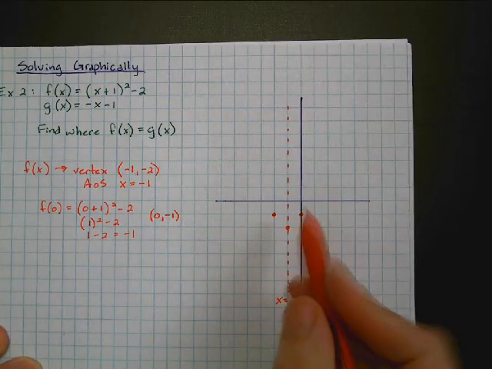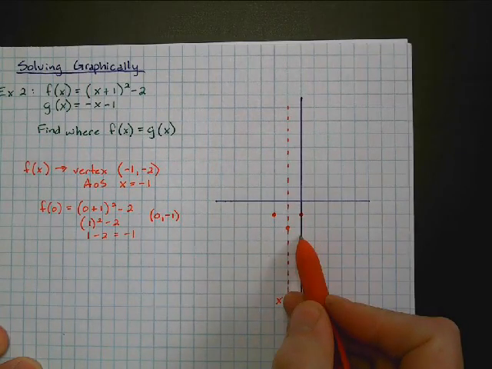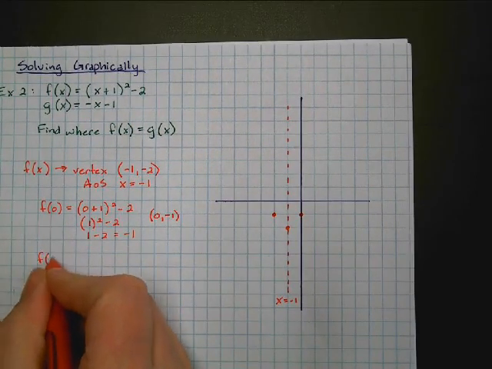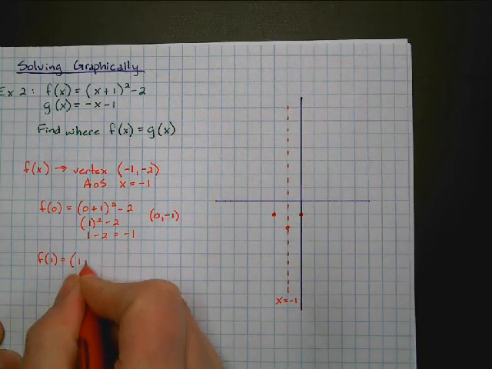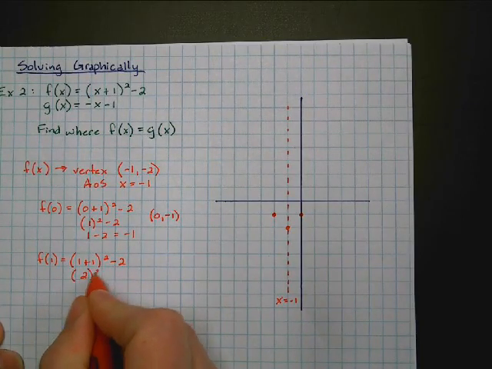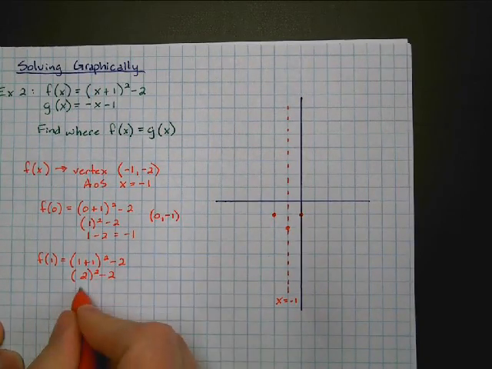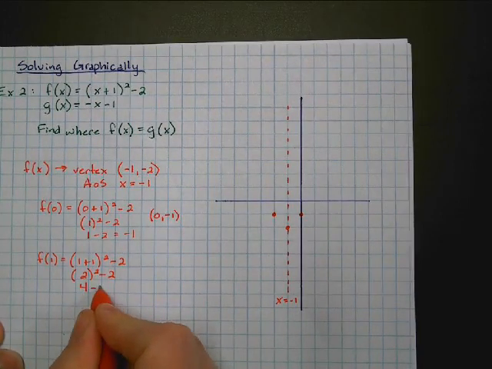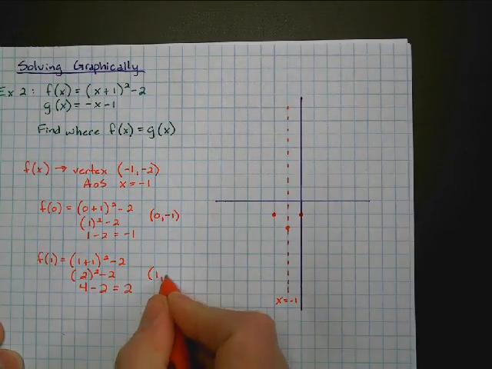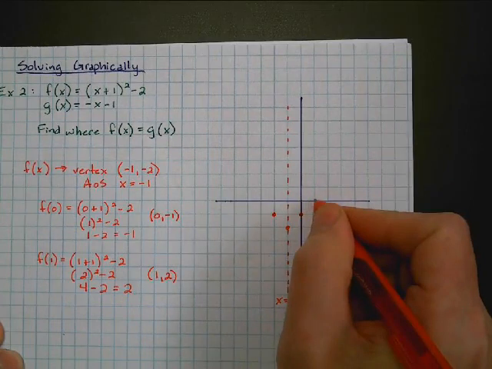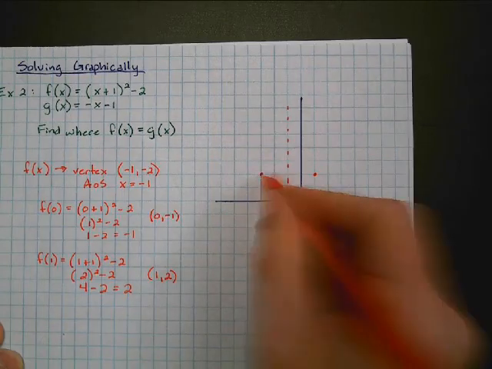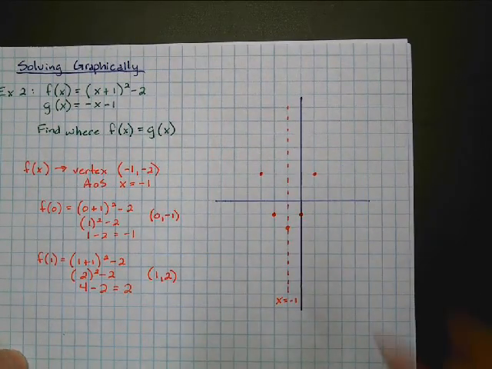All right, let's plug in another point. I plugged in x equals 0. Now let's plug in x equals 1. So I'm going to do f of 1. I get 1 plus 1 squared minus 2. This yields 2 squared minus 2, and this is 4 minus 2, which is 2. So I plugged in 1 and got 2 for the y value. So 1, 2 would be here, which means over here at negative 3, 2, I've got another point. I think that's going to be enough.